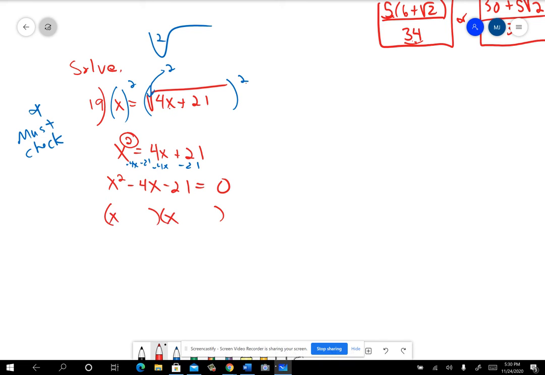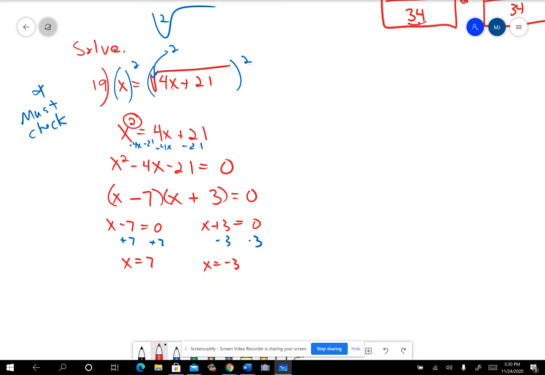So I'm going to factor. 21, I'm going to break down into 7 and 3. And I'm going to make the 7 negative so that I get it to work out the way it needs to with the negative in front of the 4x. I'm going to set each factor equal to 0, and then solve those linear equations, variable on one side, numbers on the other. And I get x could be 7 or x could be -3.